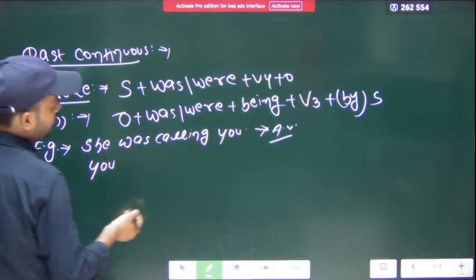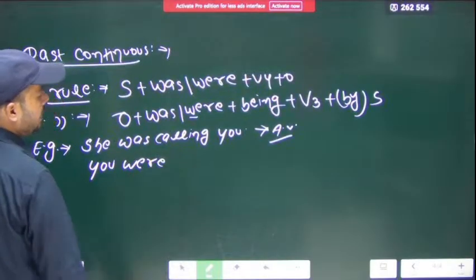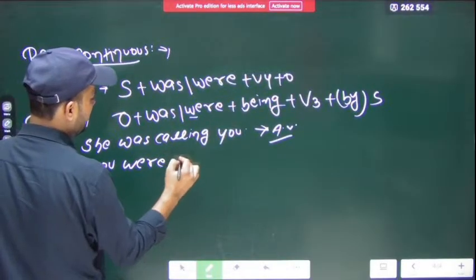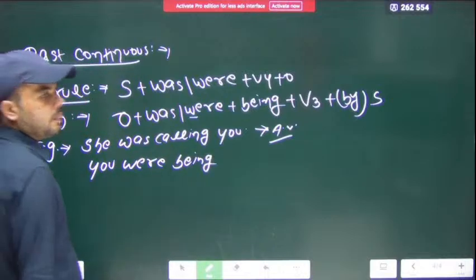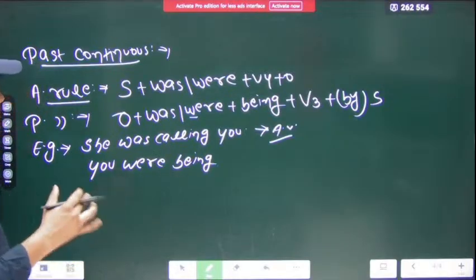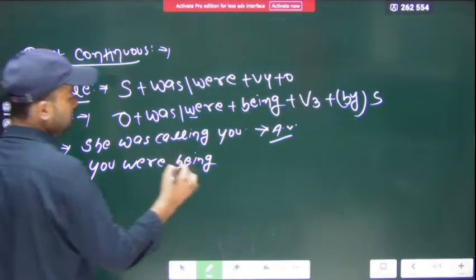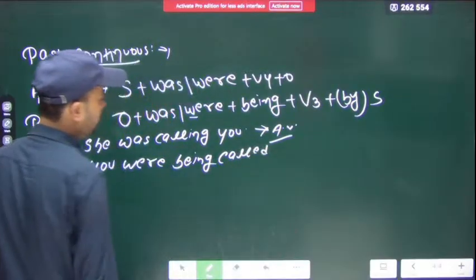Okay, with you we take were. You were. After were, being is here, so we will write being. You were being. Then after verb 3 is here. So what is verb? Calling. Calling is a verb 4, but in passive it will be changed into verb 3. So we can write called. Okay, you were being called.